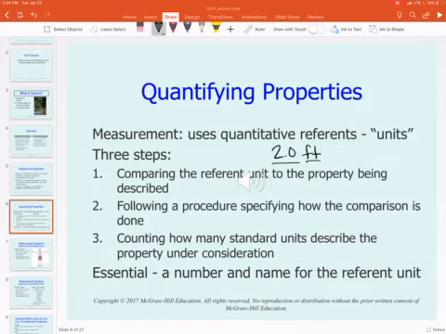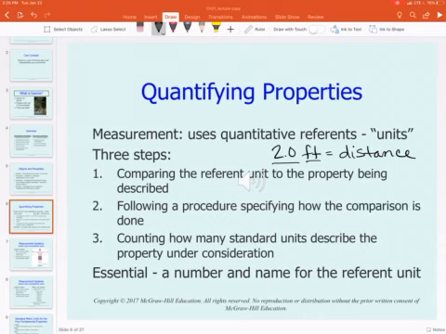That is telling me that what I'm talking about is distance. How do I know that that's distance? Because feet is a unit for distance. And so your units are really important in science. So you need to be able to understand what units mean. Okay? And so this says that there are 3 steps that we want to use. One being that we're going to compare the referent unit to the property being described. Two, we're going to follow a procedure specifying how the comparison is done.